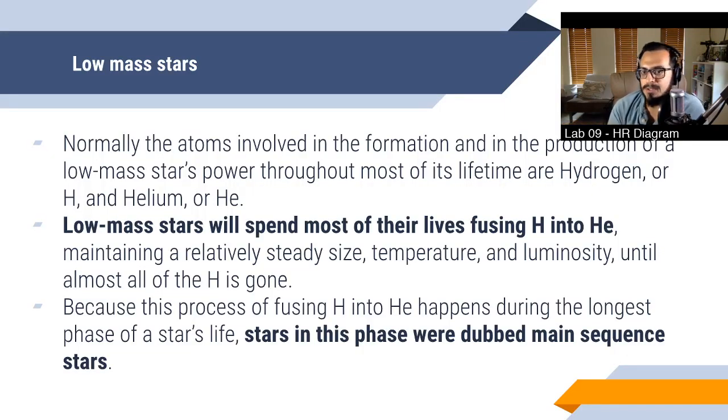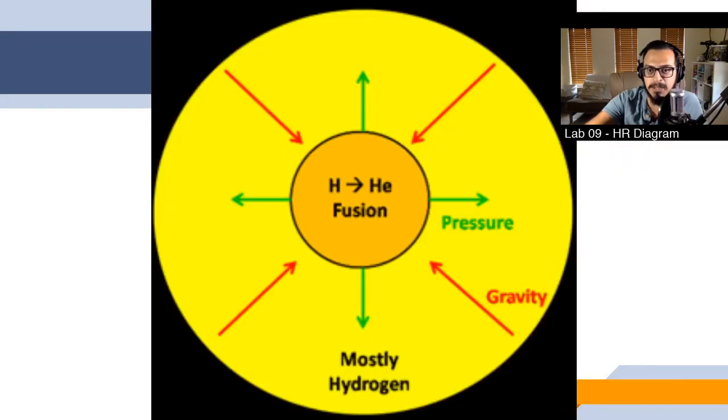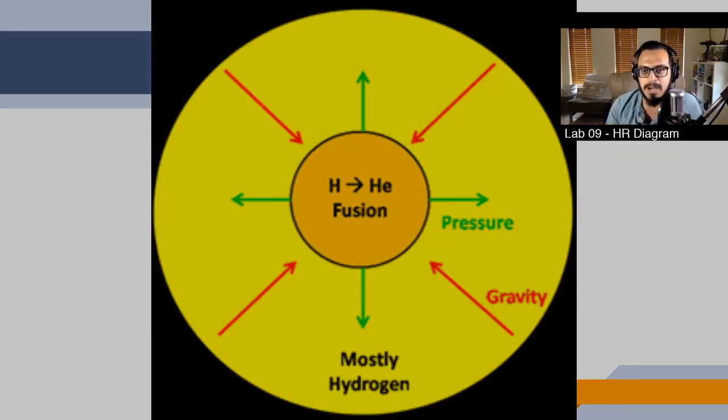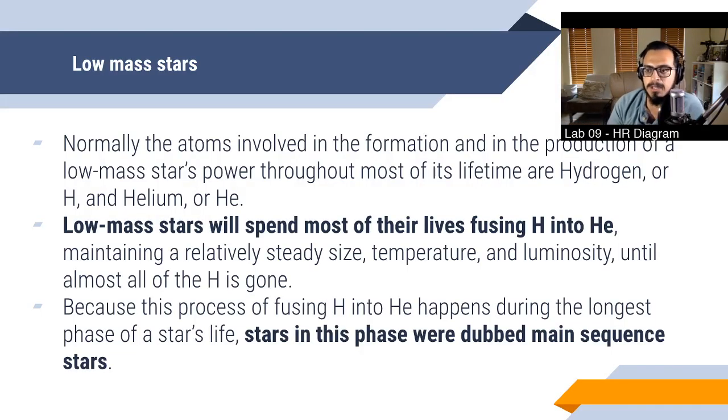Low mass stars. Normally, the atoms involved in the formation and the production of a low mass star's power throughout most of its lifetime are hydrogen, with the symbol H, or helium, with the symbol He. Those are the things that we're looking at here. You see, it goes from H to He, and the bright yellow part, which is the outer shell, as we call it, is mostly hydrogen.